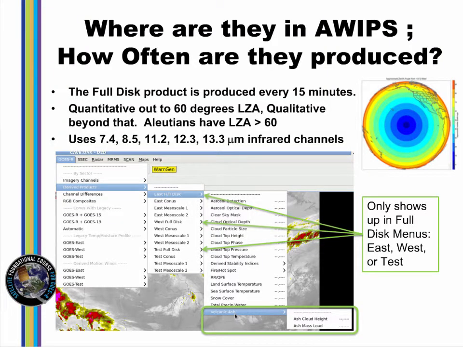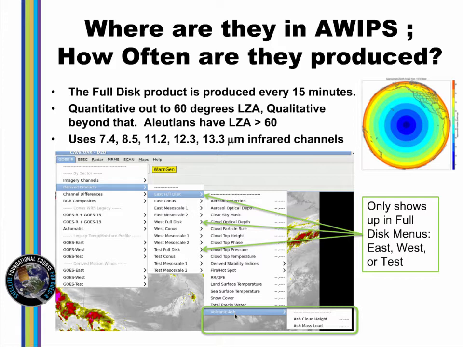Baseline volcanic ash cloud height and ash mass load products are computed every 15 minutes for the full disk domain. They're not produced for CONUS or mesodomains. These products are quantitative, that is, the values computed have been validated and shown to be accurate, out to a solar zenith angle of 60 degrees. That's near the boundary between yellow and green on this globe. The products are qualitative for solar zenith angles beyond 60 degrees, meaning that the values shown may not be accurate, but the general distributions are good.